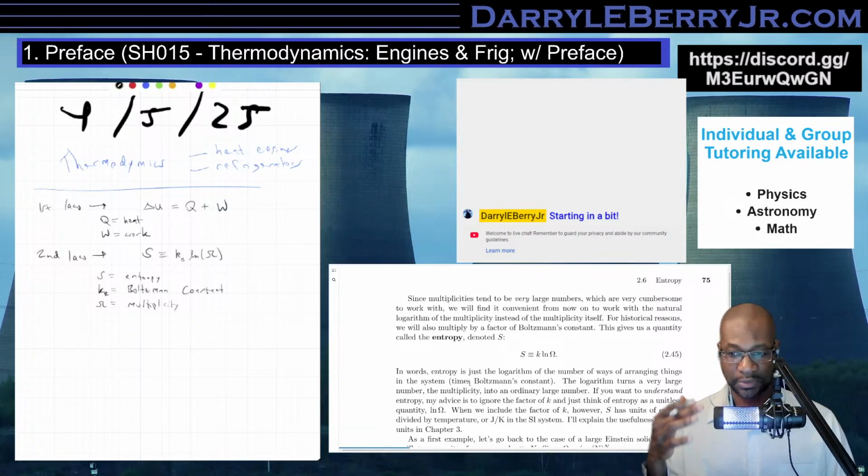So the greater the multiplicity, the greater the entropy will be. So the more ways that the molecules can arrange themselves, the more of this stuff that we call entropy will be there. This order that the universe is tending towards in the larger sense.